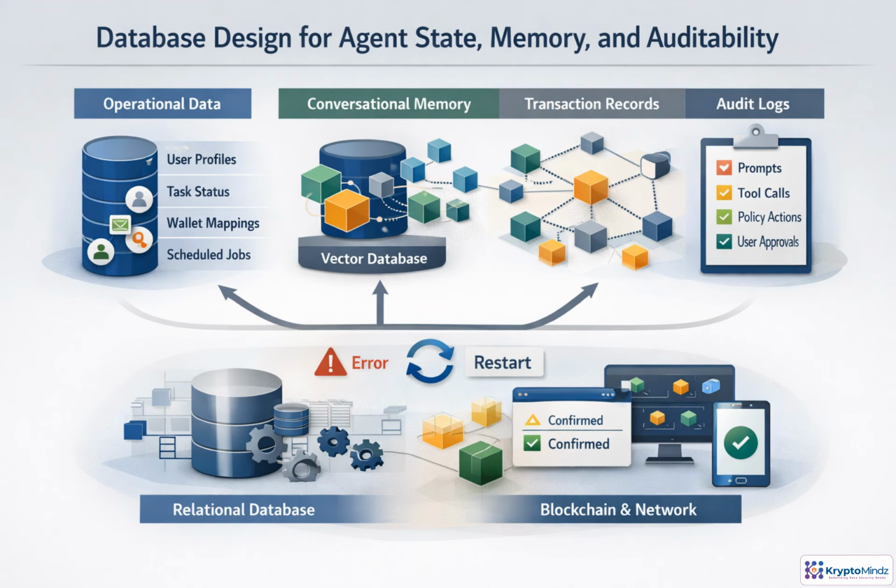Production agents need storage they can trust after crashes, restarts, and delayed confirmations. Keep operational state, such as users, wallets, tasks, and scheduled jobs, separate from conversational memory, which may live in a vector store. For blockchain work, record chain ID, wallet, nonce, transaction hash, status, and confirmations. Also persist prompts, tool calls, policy decisions, and approvals. That audit trail turns agent behavior from a black box into something debuggable and accountable.